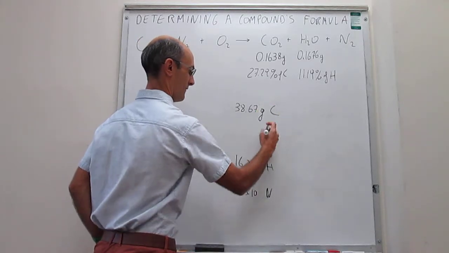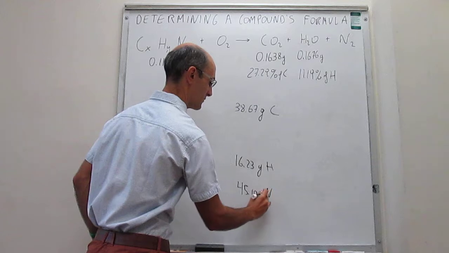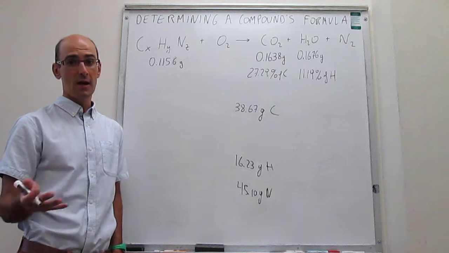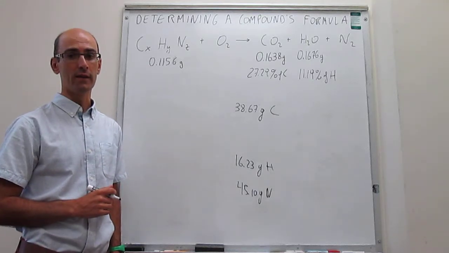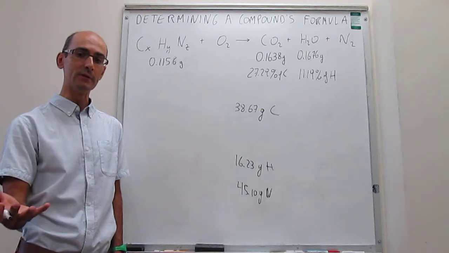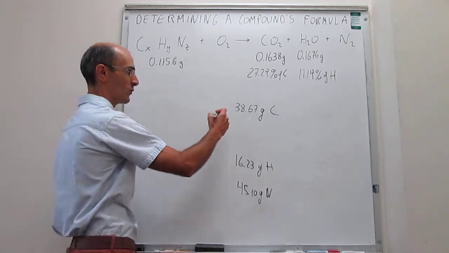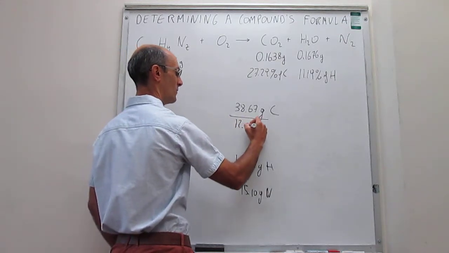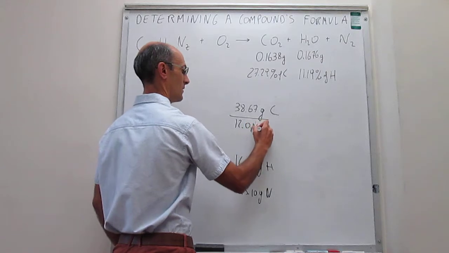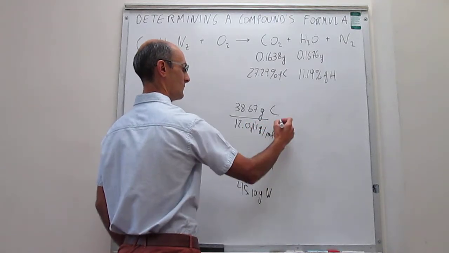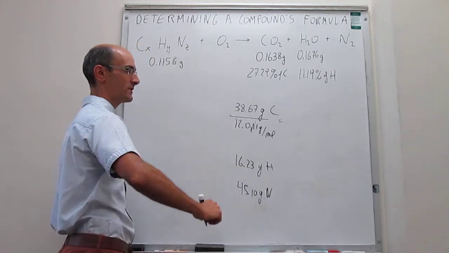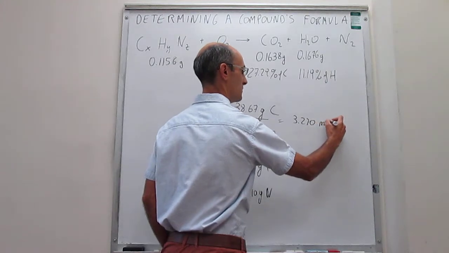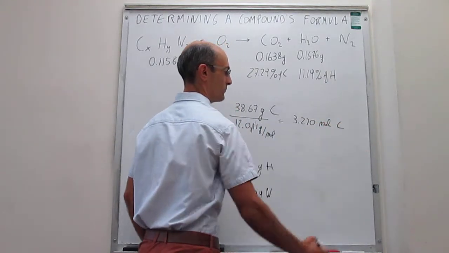Again, for 100 grams of compound, these percent compositions give the mass of each one of the elements. From here, we can calculate the moles of each simply by dividing by the molar mass. We go to the periodic table, and the molar mass of carbon is 12.011 grams per mole. When we do this, it turns out to be 3.220 moles of carbon in those 100 grams.